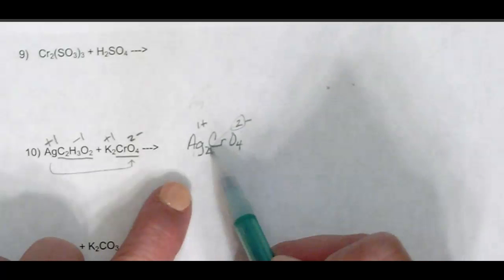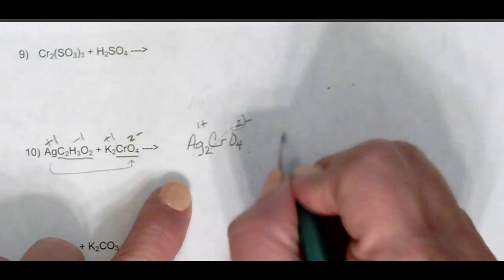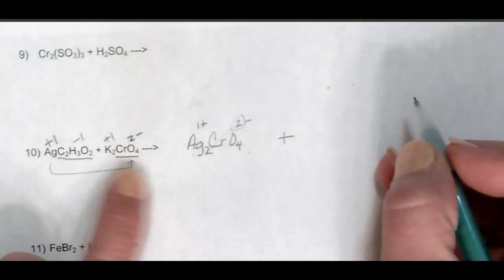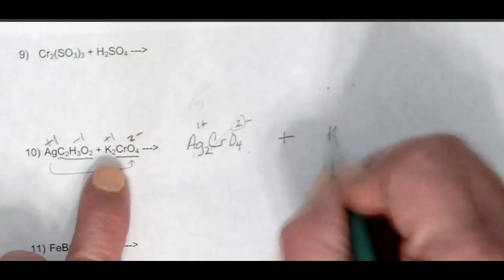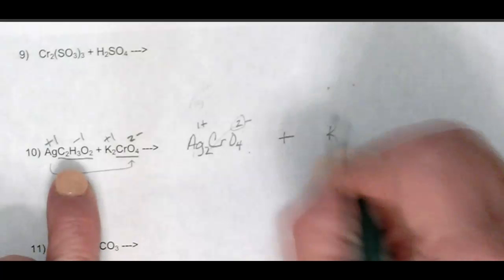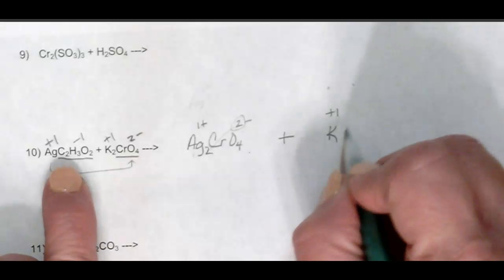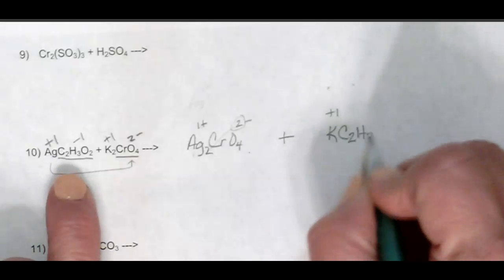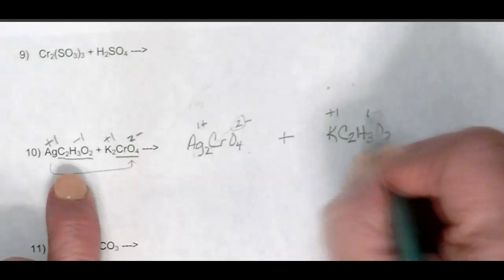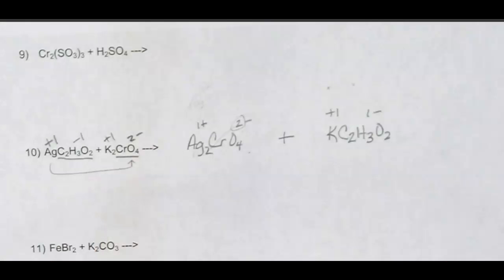Or again, crisscross. That 2 comes here, the 1's going to come there. Okay. Next, then I have my potassium and my acetate. Potassium's a +1. My acetate is a -1. So I'm not going to need any subscripts because those are going to cancel out. Okay. So now I need to see if one of them is a precipitate or maybe both.